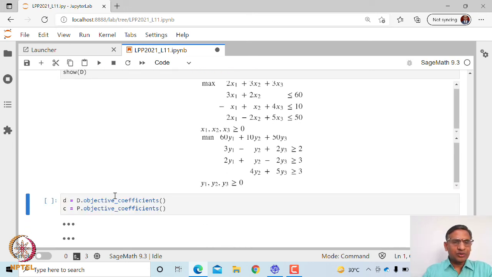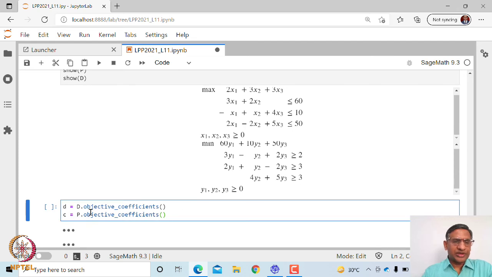When you create P and D in standard form, it gives you all possible things: the right-hand side, the cost coefficients, the coefficient matrix A, and all the possible steps. We have already seen that. It also gives you the possible incoming variable, the ratios, all such things. Here let us store the cost coefficients of the primal problem in the list C, and the cost coefficients of the dual problem in D.